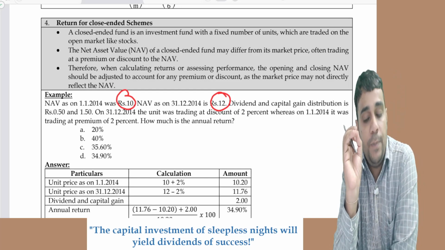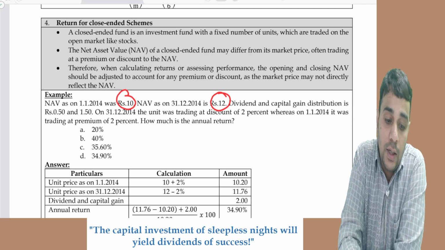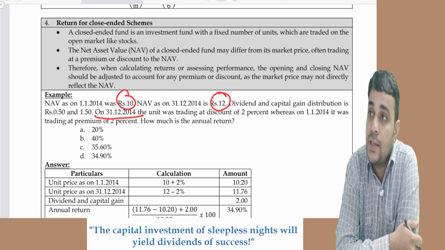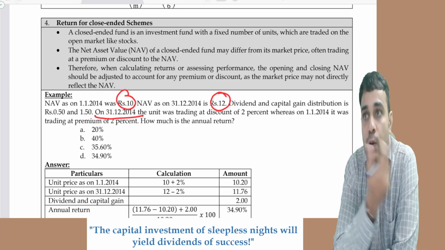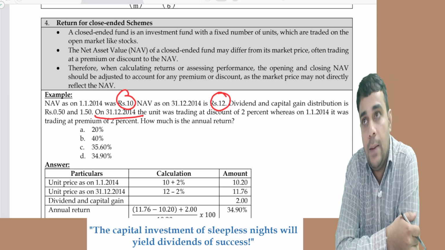NAV 10 rupees, 12 rupees. Dividend and capital gain 50 paise, 1 rupee. On 31/12, the unit was trading at a discount of 2%. So it's not trading at 12 rupees. It is trading at a 2% discount. So you cannot write 12 in the calculation. You have to write 12 minus 2%.